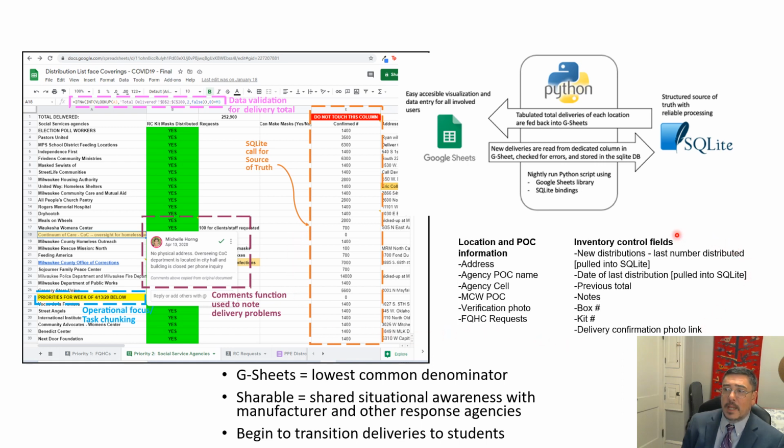And the different types of information are listed here. We were also using the sheet to prioritize visually for the students, so we had operational chunking occurring, and we had comments also occurring so that the students were able to communicate to the faculty and to the data managers about what was going on the ground.